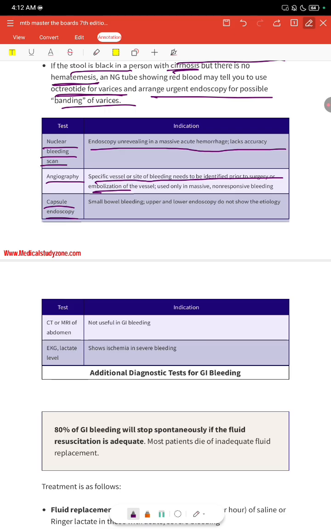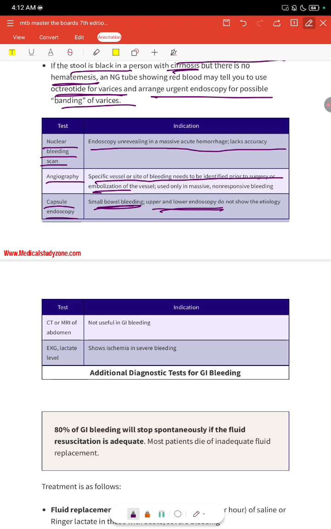Capsule endoscopy, small bowel bleeding. Upper and lower endoscopy do not show the etiology. So when is it indicated? When there is small bowel bleeding and upper and lower endoscopy do not show the etiology, then you go for capsule endoscopy. When do you go for angiography?